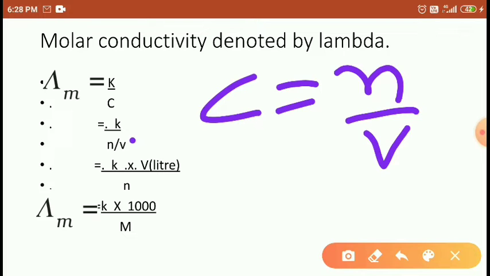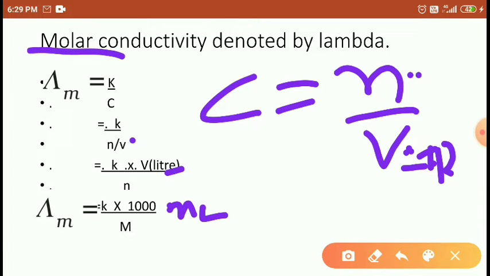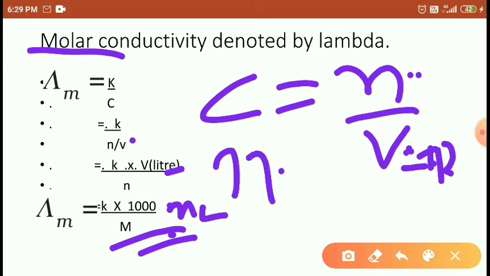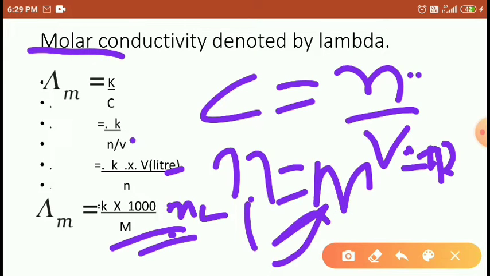What is V? Here n is the number of moles, and V is the volume of solution in liter. That's why we are using the liter here. Liter means 1000 ml, so we use 1000 ml. And in place of n, we are using capital M, the molarity, because the moles present are given by the molarity of the solution.